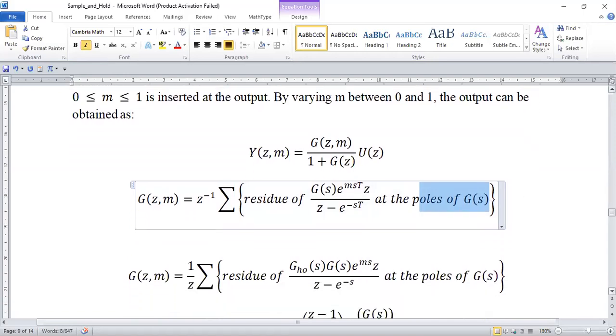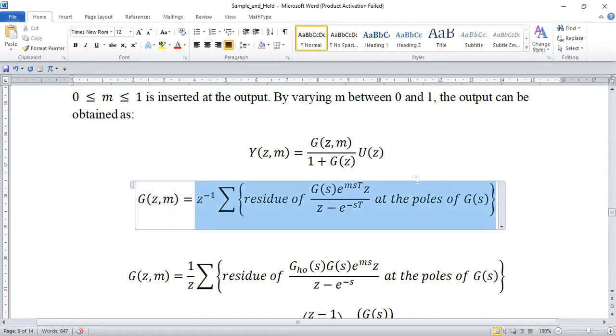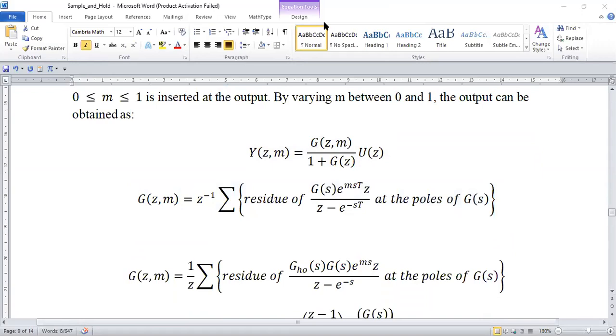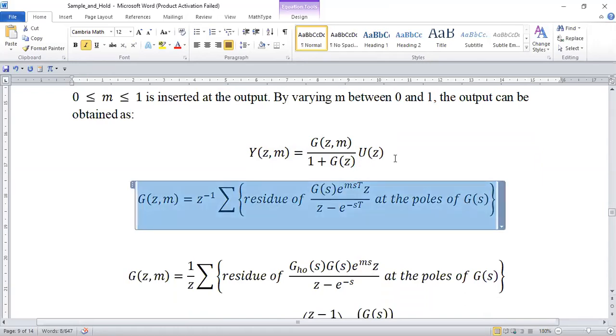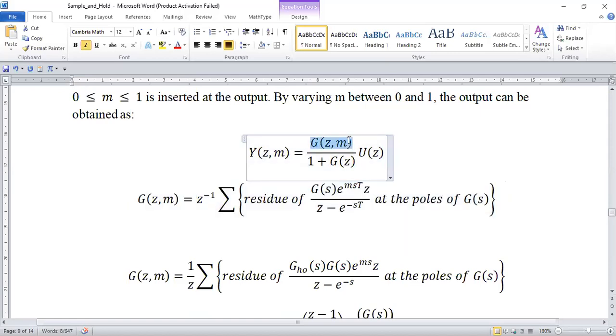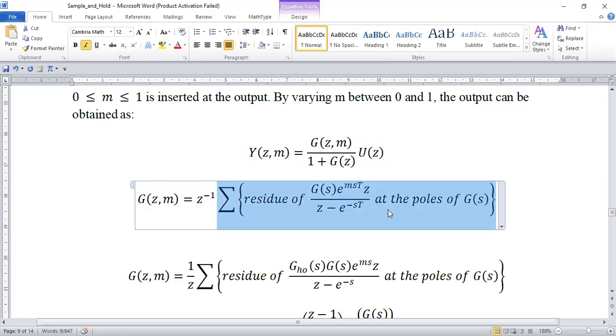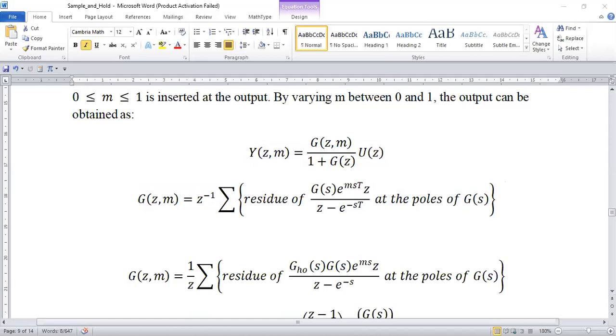If you remember, I did not prove how you obtain this formula, because the proof is actually quite complicated, and you're going to see the proof in any digital control systems textbook. So I'm just giving you the formula here. We are going to use this formula to get G(z,m). We've used this residue method before, in our first class.